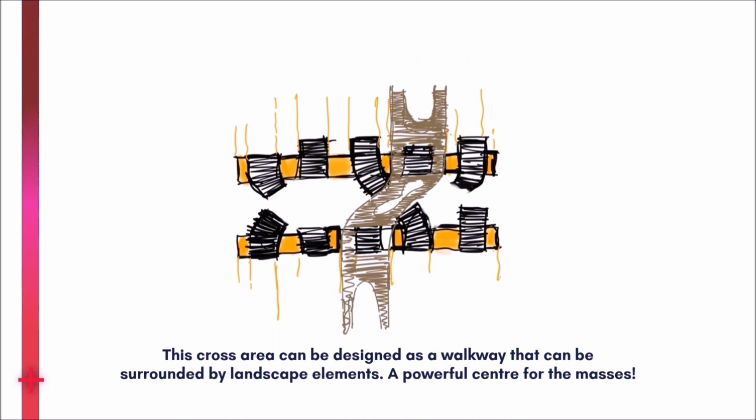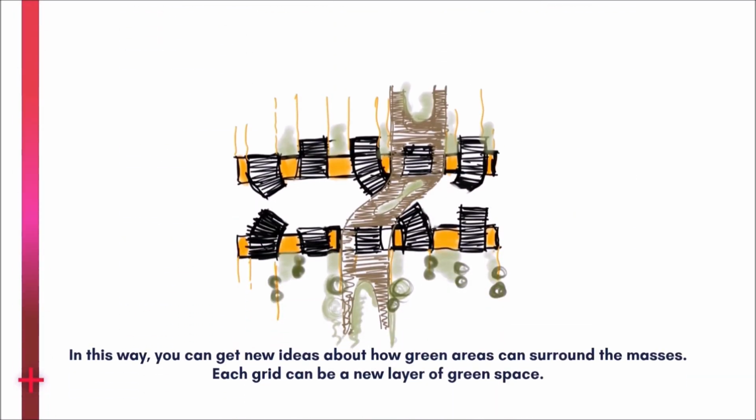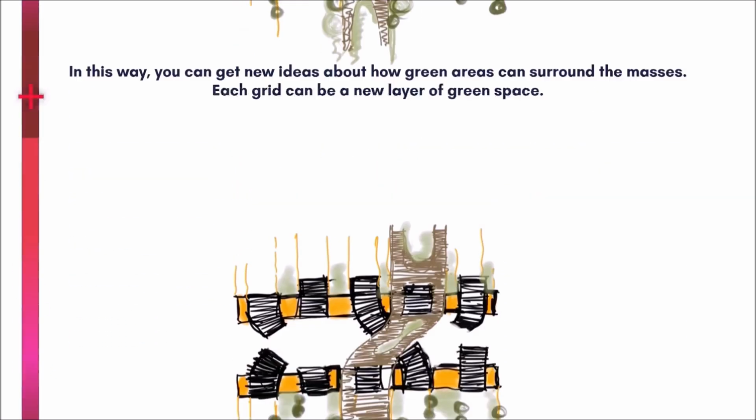This cross area can be designed as a walkway that can be surrounded by landscape elements. A powerful center for the masses. In this way, you can get new ideas about how green areas can surround the masses. Each grid can be a new layer of green space. Now watch the sketching video and practice.